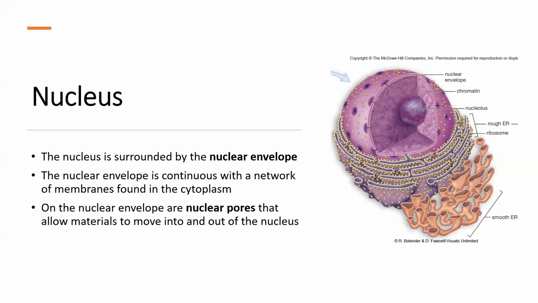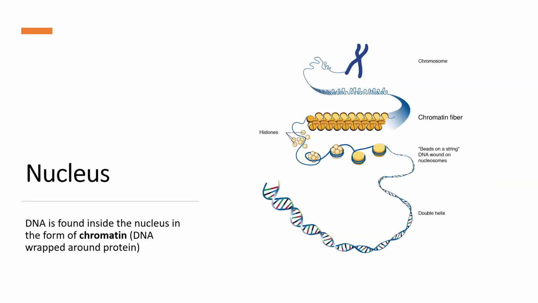On the envelope, you will find the pores, with professional drawing right here. And things can leave and enter through the pores. Inside the nucleus, once again, you will find genetic material, but not in its naked form. Right? The DNA will wrap themselves around histone proteins. They will condense further to form chromatin. And then later on, if you need to move them, they will form chromosomes. Okay, it's just the same thing, but different levels of compactness.